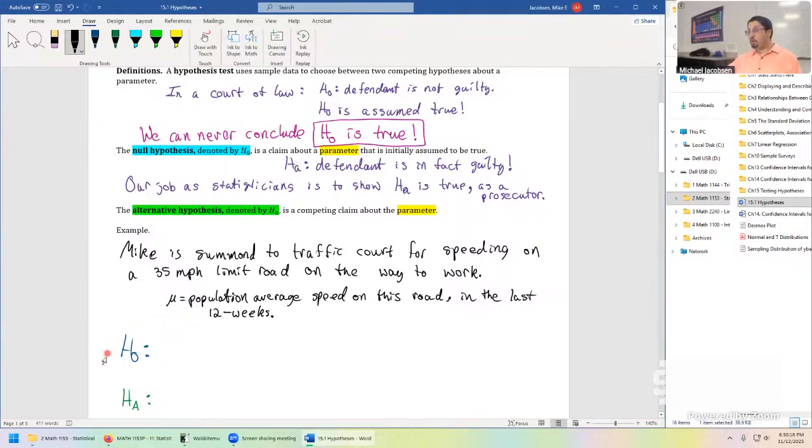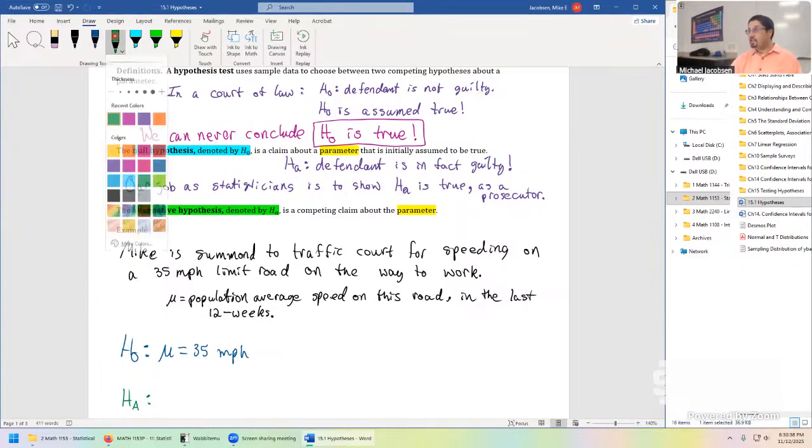But we also want to formulate these two sets of hypotheses. The null hypothesis is going to be the statement that the defendant is not guilty. What would that mean in this case? Mu equals 35 miles per hour. I'm doing the speed limit in that case. In other words, I'm not guilty.